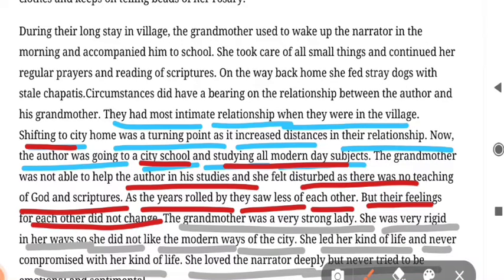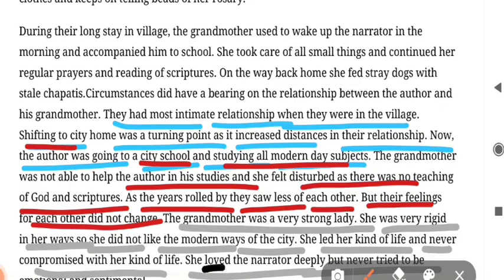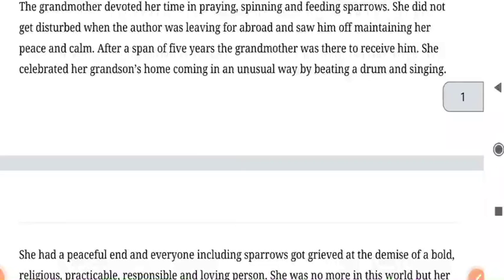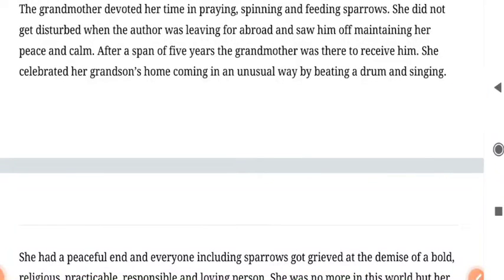And the main thing which is mentioned is that she loved the narrator too much, and she was the only one who was very close to him, right? But still she was not showing her emotions and sentiments, as she thought that the narrator would be affected and his life would be affected. Like when someone is very close to us, we don't want them to get a negative impact on their lives.